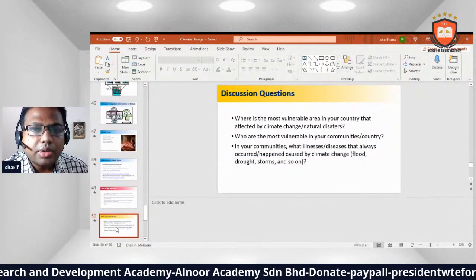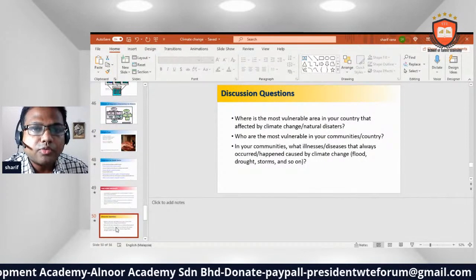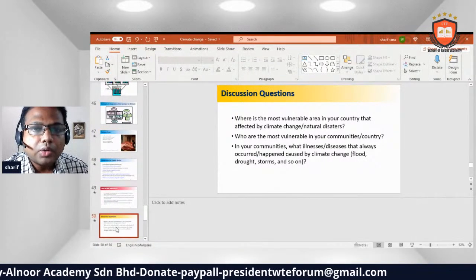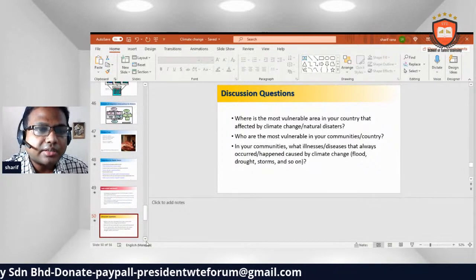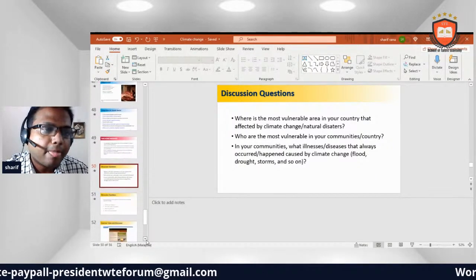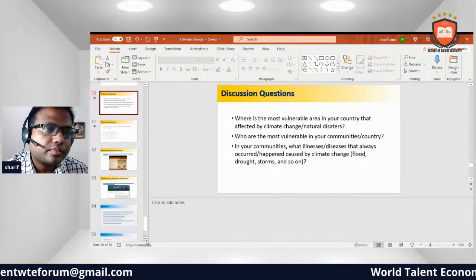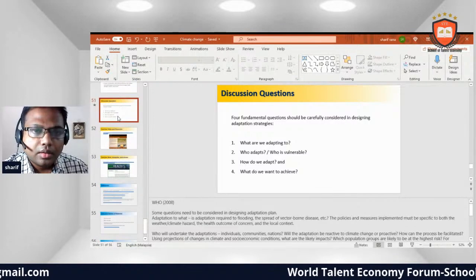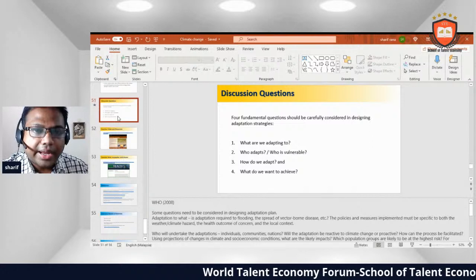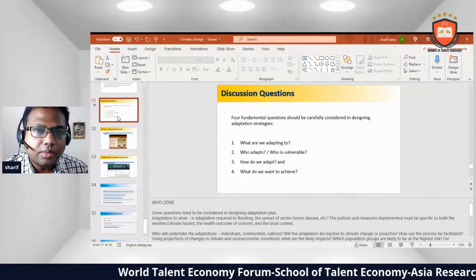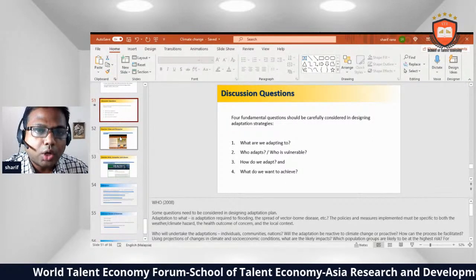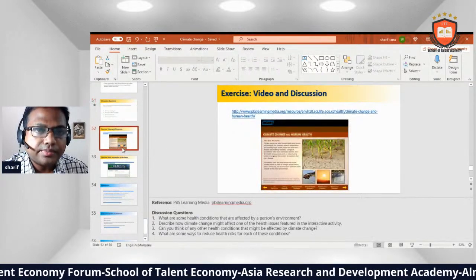What are the most vulnerable areas in your countries? Who are the most vulnerable in your communities? What illnesses and diseases always occur? What are the adaptations? Who adapts and who is vulnerable? What do we adapt and what do we want to achieve?